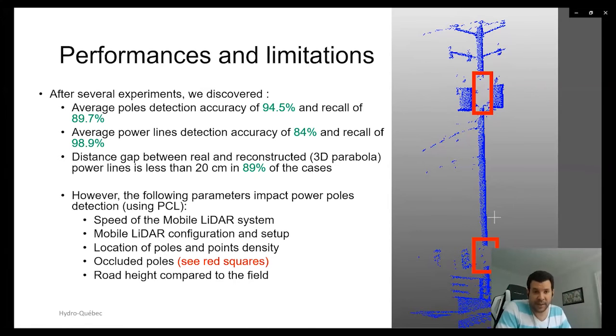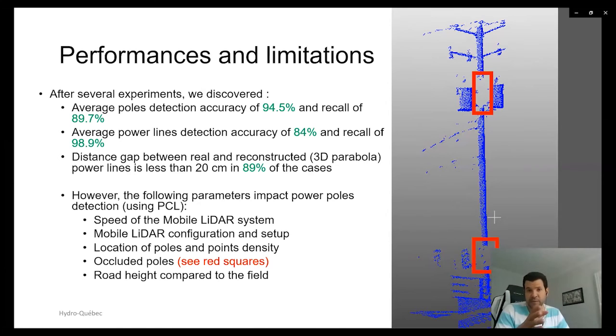So first of all, we discovered that the speed of the mobile LiDAR can impact the accuracy of our algorithm, because the density of the points changes, and the PCL algorithm uses the density as an input in order to detect cylinders. Also, depending on the LiDAR configuration, you could have more points or fewer points. So again, it will impact the pole detection.